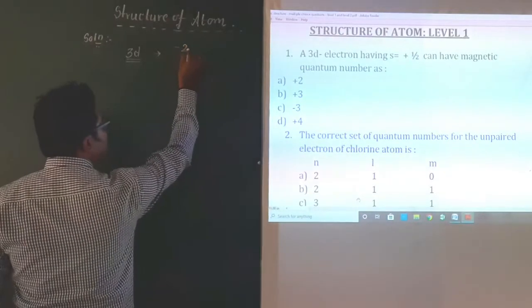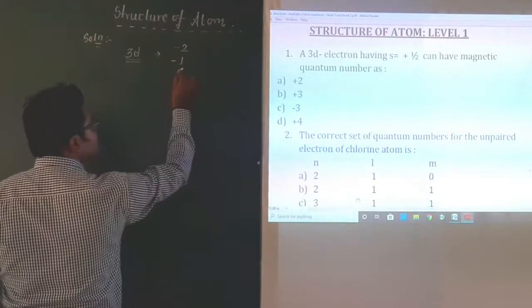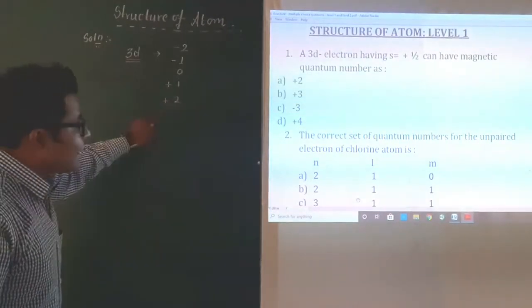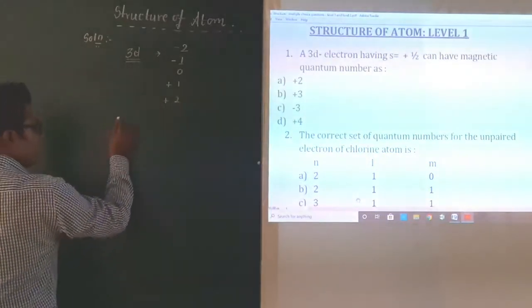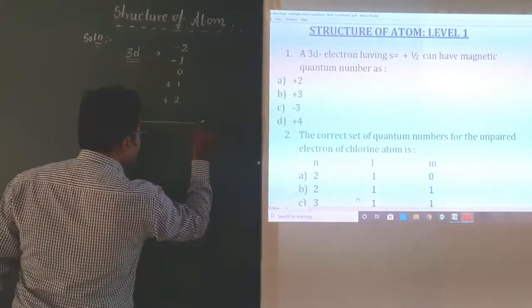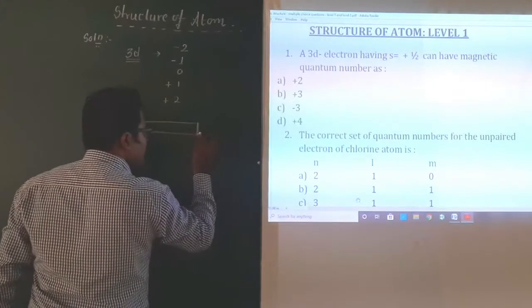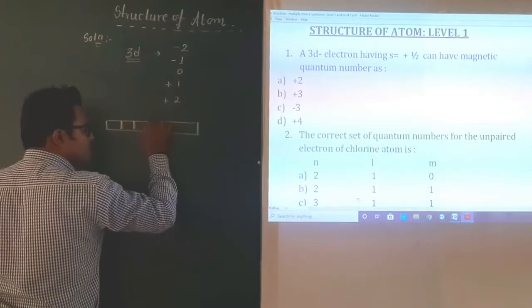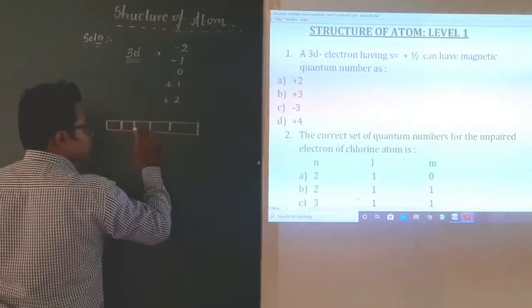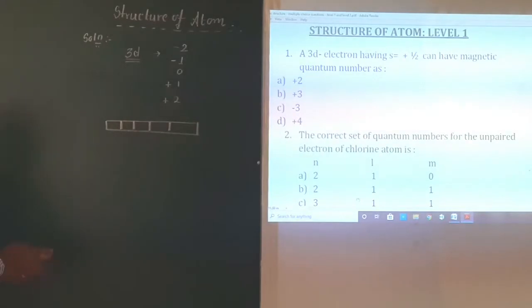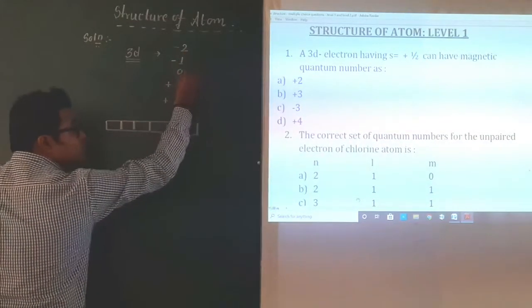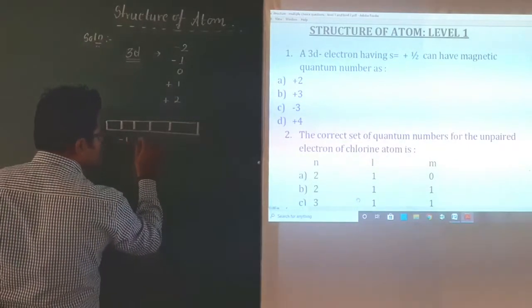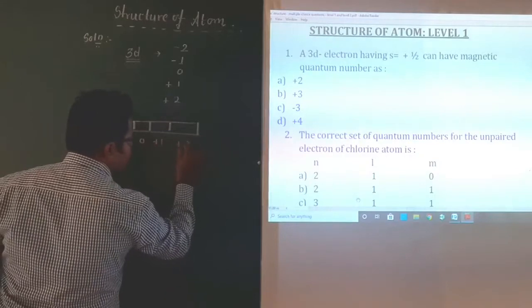-2, -1, 0, +1, +2. These are the values for m, right? So when we take a look into the orbitals of the d subshell, there are 1, 2, 3, 4, and 5, five values, something like this: -2, -1, 0, +1, +2.